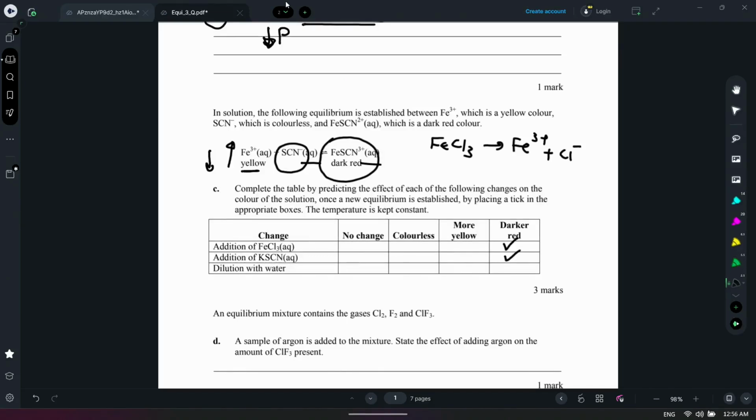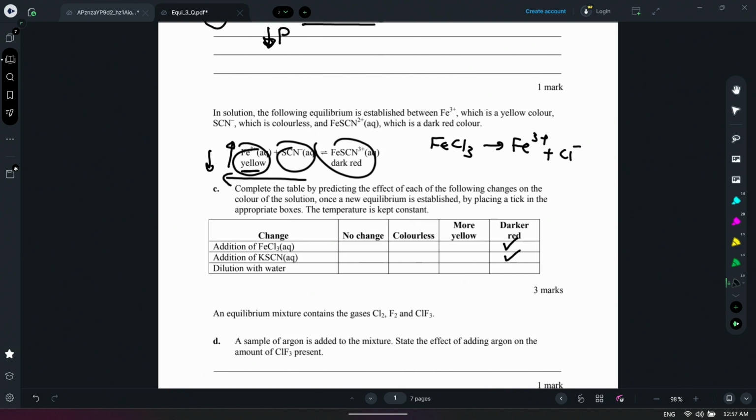Now this time, all the particles are affected. The concentration of all the particles is affected. So the system should try to do something to increase the concentration. In order to increase the concentration, the system should favor the side with more particles. So in other words, the reverse reaction will be favored.